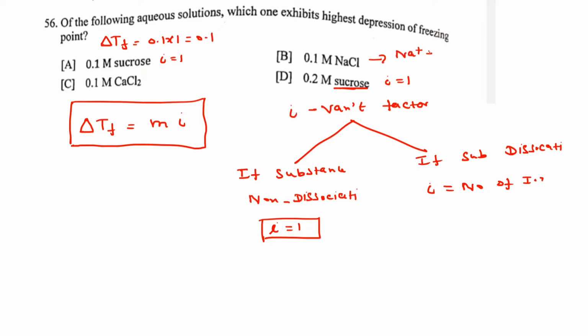In this molecule, what is the i value? NaCl, Na plus and Cl minus. Therefore, what is the i value? It is equal to 2. What is the molarity? 0.5. The answer is 2 into 0.1, which is equal to 0.2. For this question, 0.2.